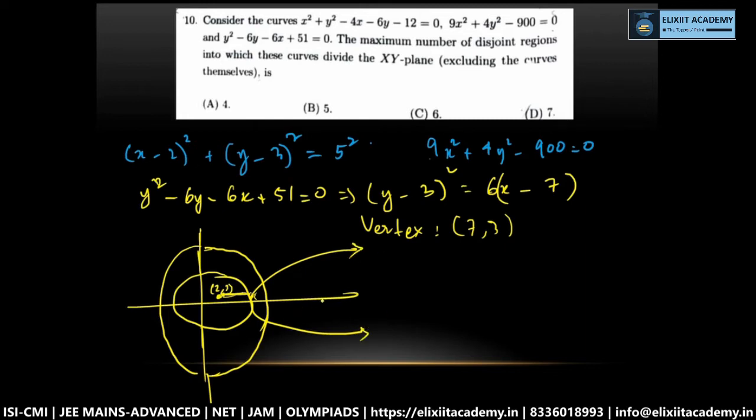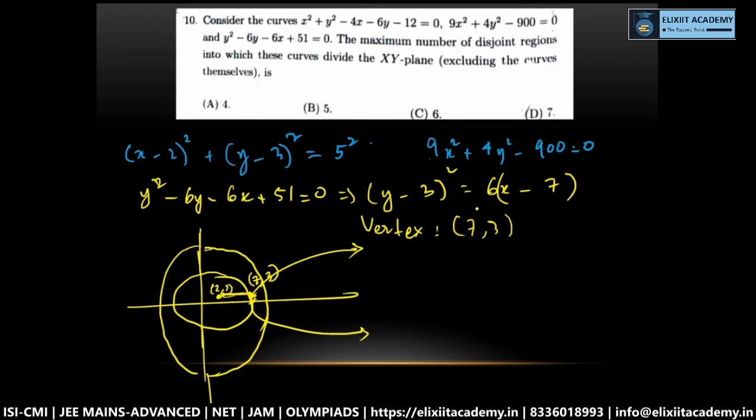Vertex is 7, 3. Radius is 5. So we have the circle like this. Okay. So the thing is, they have asked for the number of, this point is 7, 3. They have asked for the maximum number of disjoint regions into which these curves divide the xy plane.